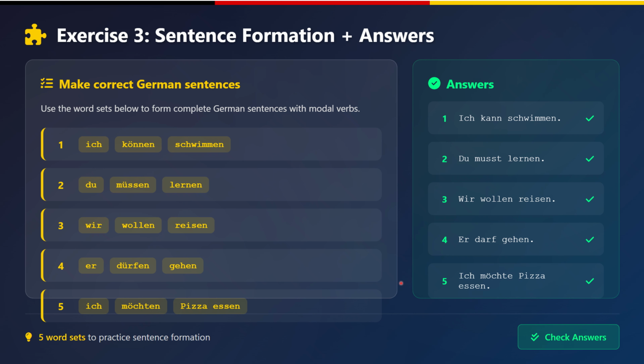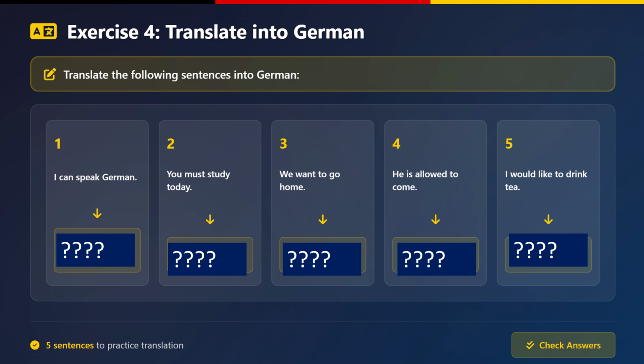Check your answers on the right side. This exercise helps you practice the golden syntax rule, modal in position 2 and the main verb infinitive at the end. Now we come to the fourth exercise, the translation into German. Translate these English sentences. First example, I can speak German.